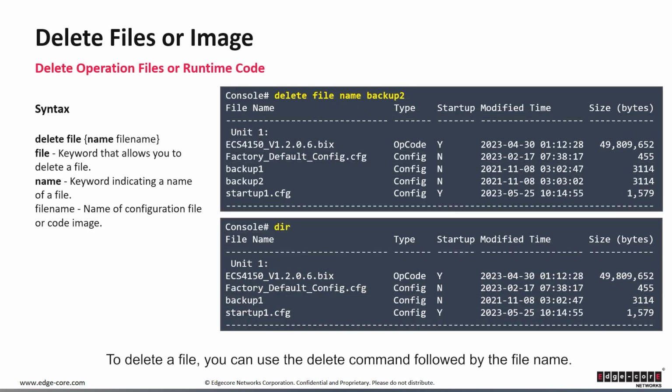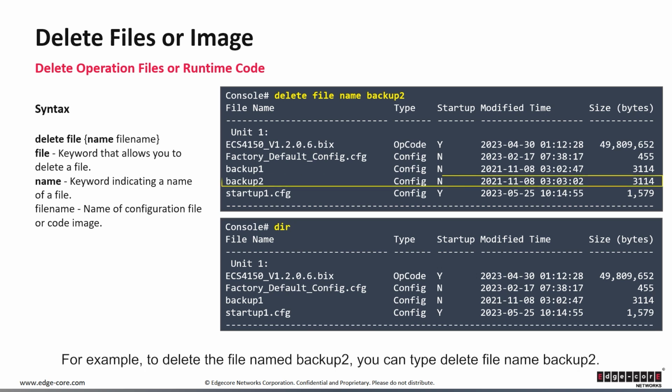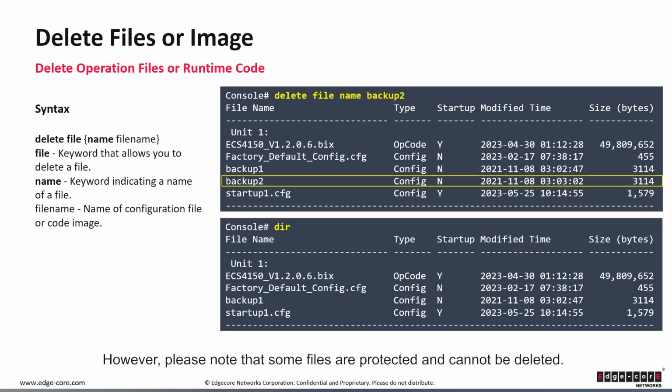To delete a file, you can use the delete command followed by the file name. For example, to delete the file named backup2, you can type delete file name backup2. However, please note that some files are protected and cannot be deleted.